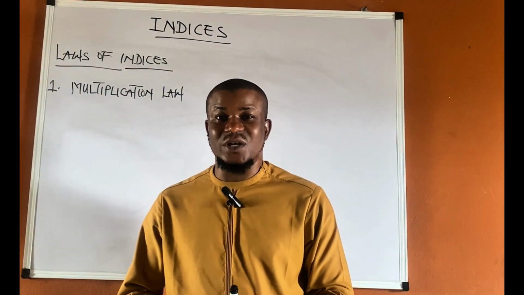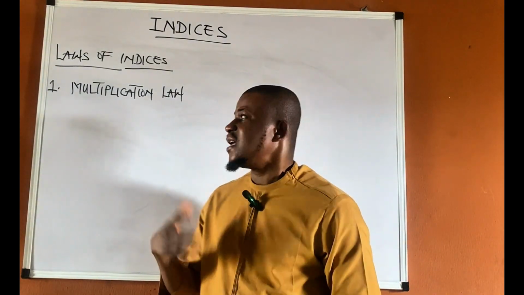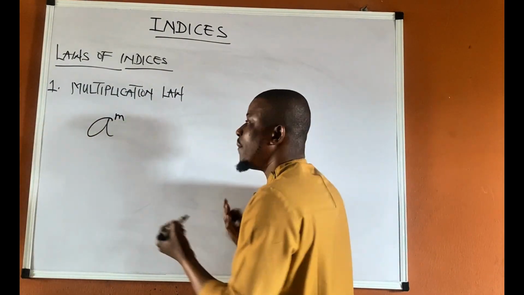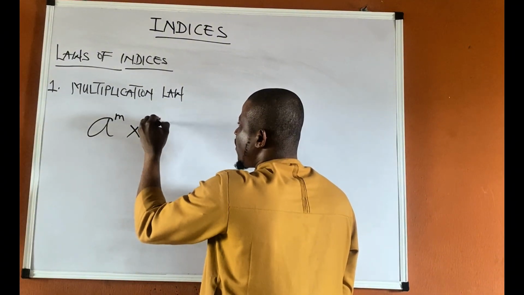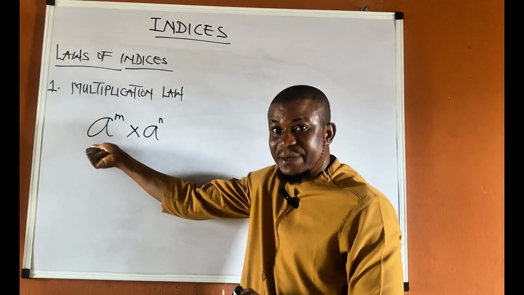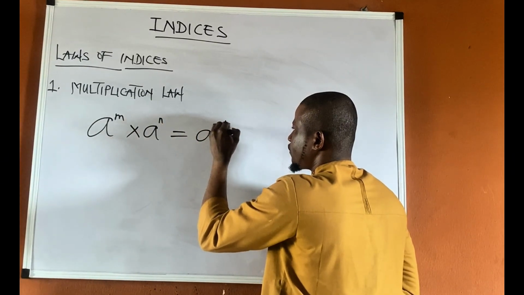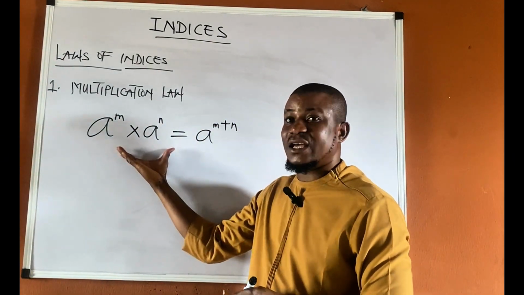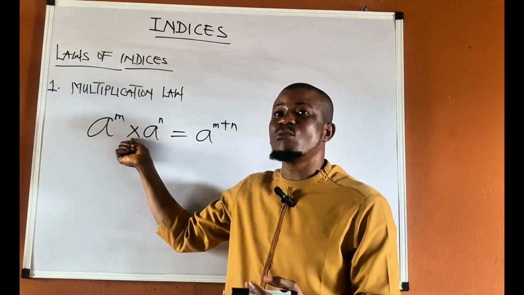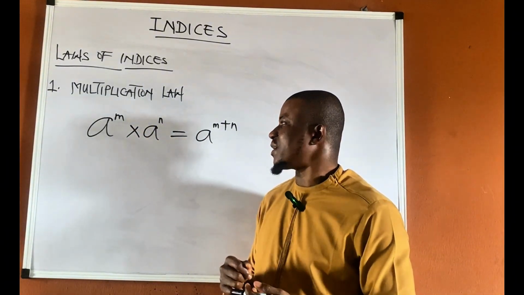The first law of indices we want to discuss is the multiplication law of indices. Now, what is the multiplication law of indices? Let's say we have an index number a to the power of n multiplied by another index number a to the power of n. The law of indices here says that if you have two index numbers with the same base, you take one of the base and add the powers. Whatever the powers are, if they have the same base and they are being multiplied, you take one of the base and add the powers. Okay, let's look at a practical example here.